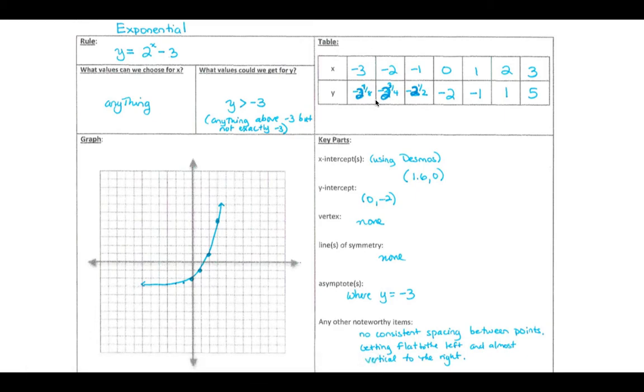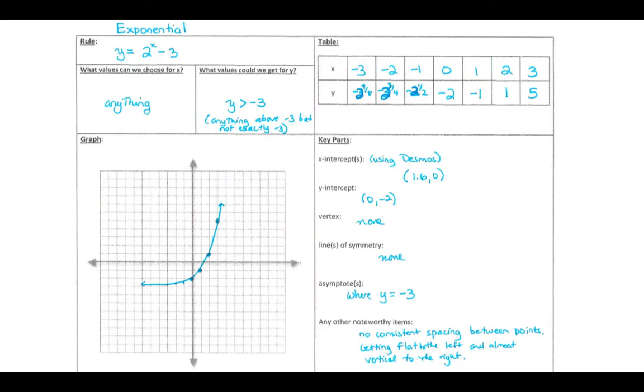So I graphed it, and using Desmos, I discovered that the x-intercept was at about 1.60. My graph wasn't drawn super accurate here, but hey, it's a hand graph. Give me a break. The y-intercept was at (0, -2). This has no vertex. There is no place where it changes direction, really. No line of symmetry, but it has an asymptote. There is that imaginary line of y equals -3, where the graph seems to get closer and closer and closer, but never actually touches.